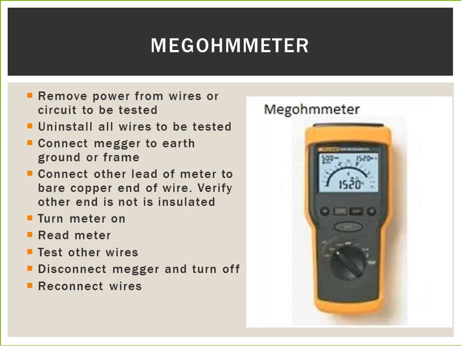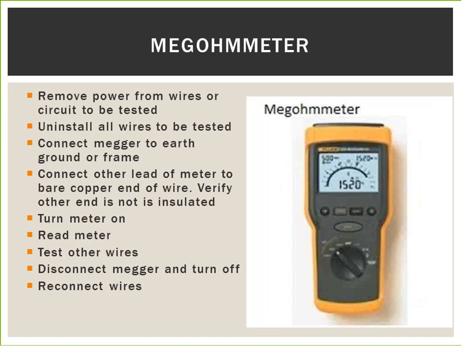A megohmmeter is a special type of ohm meter used to measure the electrical resistance of insulators. Instructions include: Remove all power from the wires or circuit to be tested. There can be absolutely no voltage connected to the circuit when these high voltage tests are being conducted. Uninstall all wires that are to be tested. This means that any wire that is to have the insulation value checked must be completely disconnected on both ends of the circuit. The bare copper ends are sometimes covered by a wire nut or a piece of tape. This protects equipment or someone from being shocked.